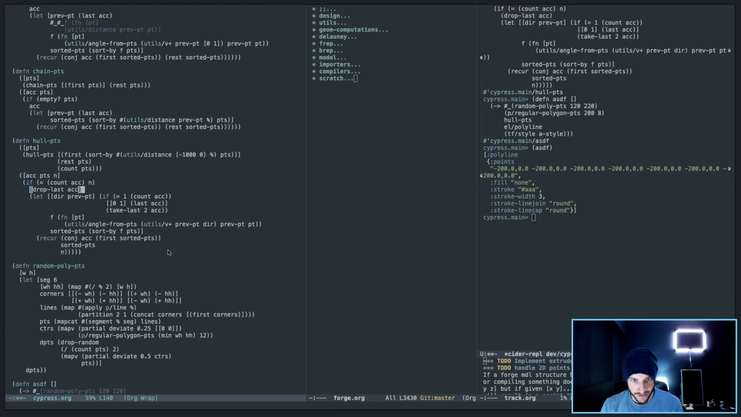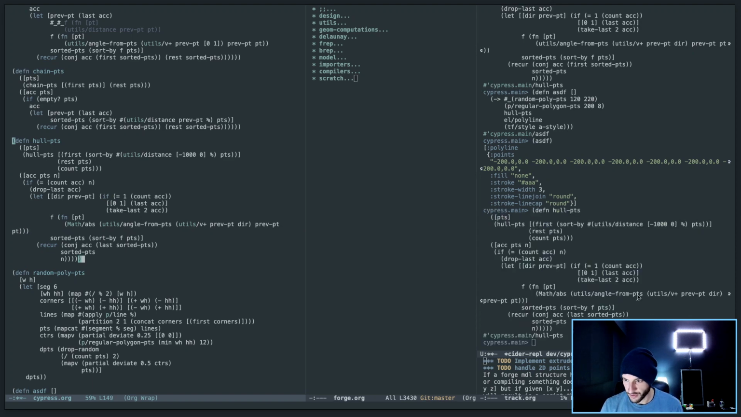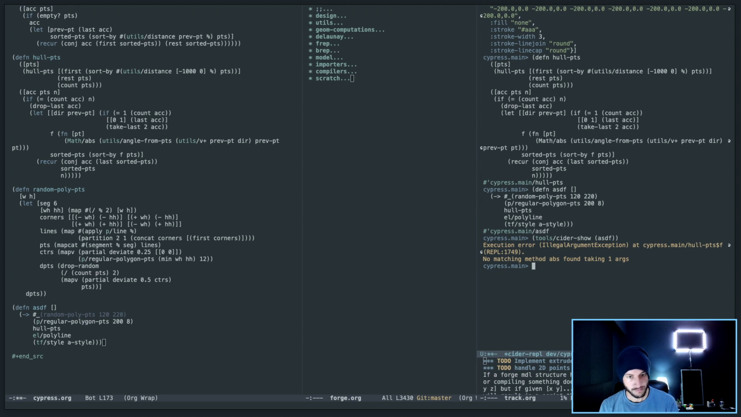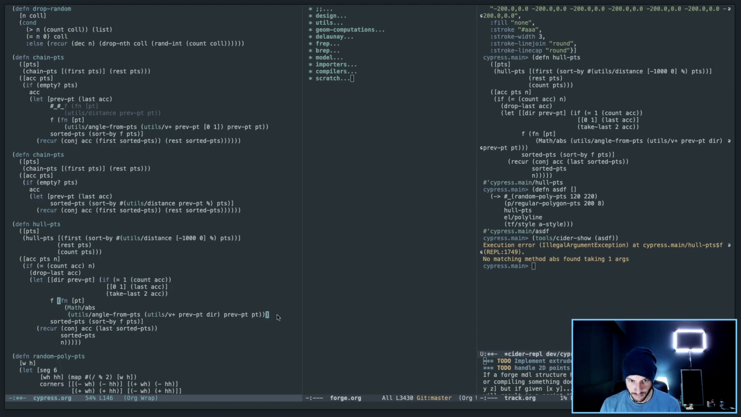Okay, I'm wondering if the sort by has to actually be different, where instead of getting the first of the sorted points, you get the last, and you do angle from points with math abs to get the absolute angle. It might be reversing things in a way that doesn't actually make sense, but let's just mess around until I have a good intuition. What did I do? Wait, what?